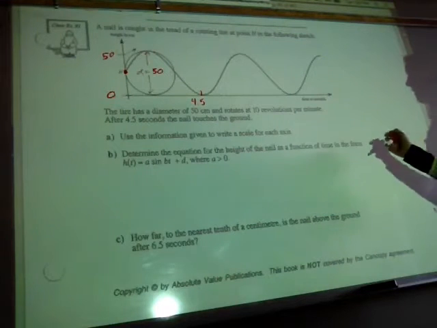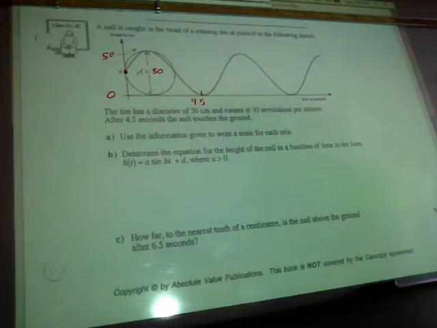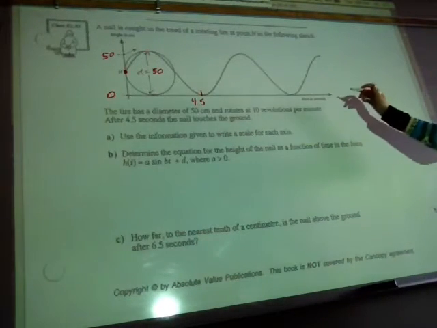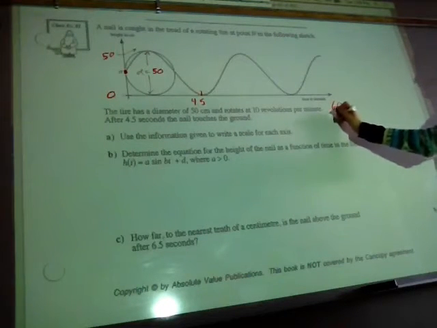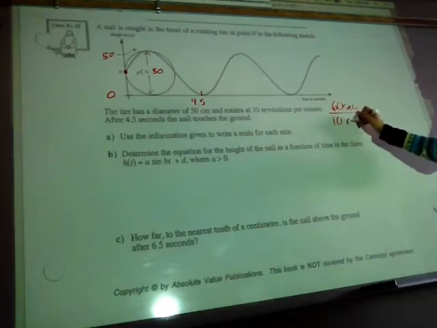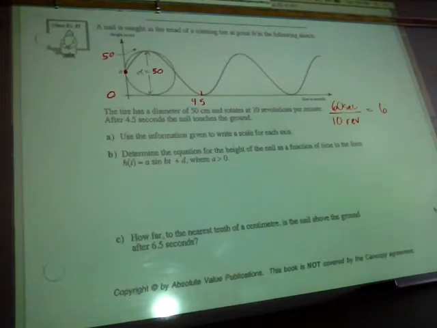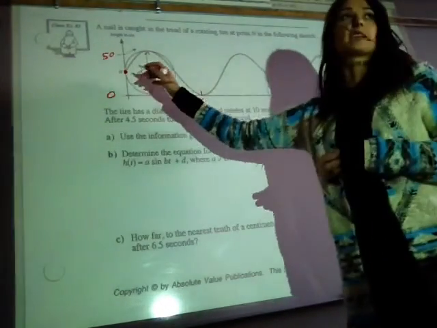Okay, the last hint they give us is that the tire is going to rotate at 10 revolutions per minute. Now, looking at the x-axis, it's in seconds, so a minute is actually 60 seconds. So if we take 60 seconds and divide by 10 revolutions, we get 6. So for every 6 seconds, we're going to have a revolution. So in other words, that's our period.